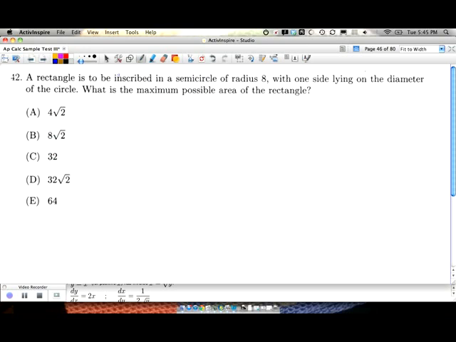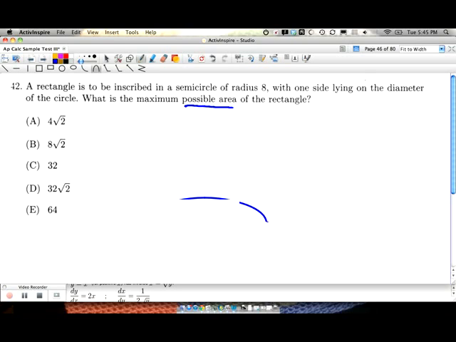And next. A rectangle is to be inscribed in a semicircle with radius 8, with one side lying on the diameter of the circle. What is the maximum possible area of the rectangle? This is a classic question. It has been used before. Let's take a look at what we're looking at here. So we have a semicircle.